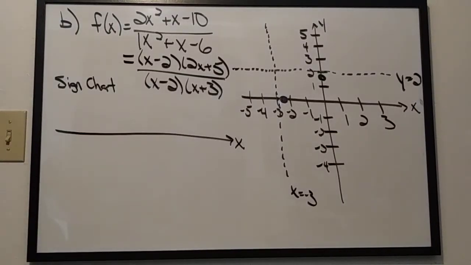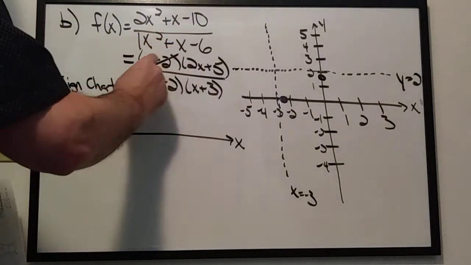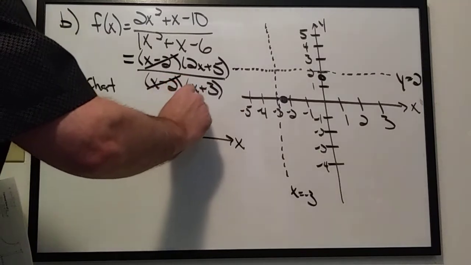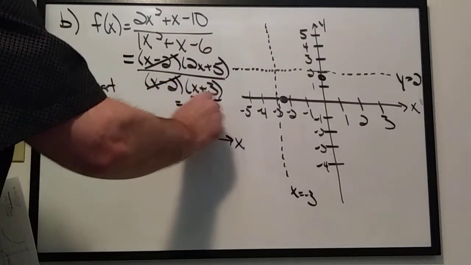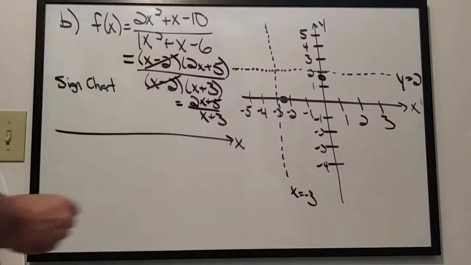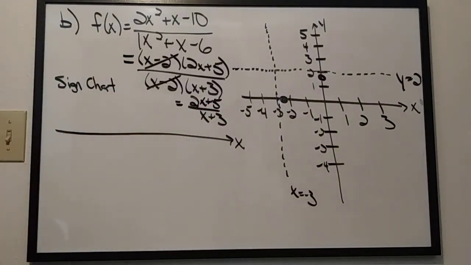Now for my sign chart, once again, I'm only going to write down interesting x values, but only for the canceled version of my problem. Once again, when those x minus 2's were canceled, we ended up getting 2x plus 5 divided by x plus 3. So I'm only interested in the interesting values that came from the new and improved f of x. One of those was x equals negative 5 halves for our x-intercept.